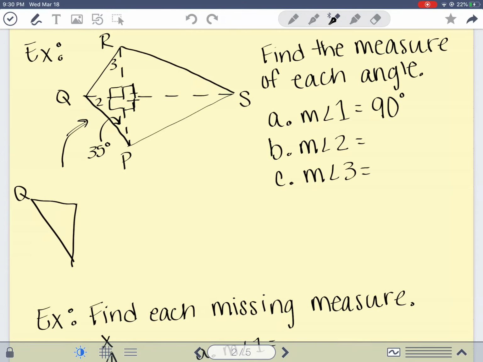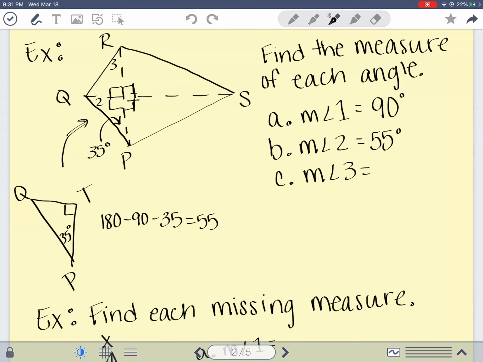So I have QTP. Now it says that angle P is 35 degrees. We know that this is 90, and we know that a triangle has 180 degrees. So we can take away that 90 and that 35 in order to find the measure of angle 2. So 180 minus 90 gives us 90, and 90 minus 35 gives us 55. So the measure of angle 2 is 55 degrees.